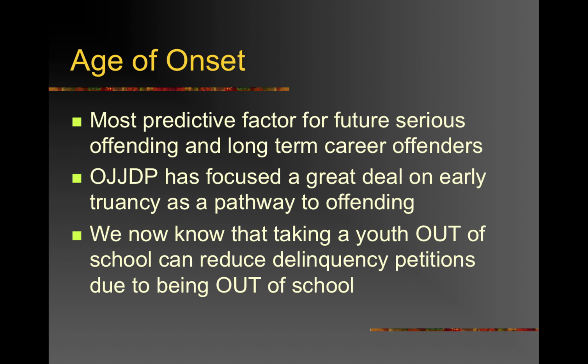Who becomes a serious offender? We know that there are certain predictive factors in who will become the serious offender committing a higher level of felony offense, or who becomes the long-term career offender. OJJDP is highly invested in understanding these trends so that they can focus their efforts and resources on interventions with these groups. We know that when a youth starts missing school, particularly when they become truant, meaning they're missing school without a legitimate absence, they're much more likely to become a serious career offender.